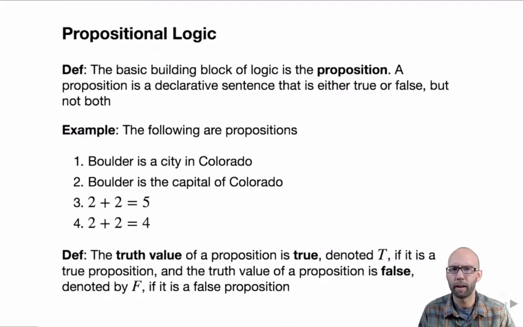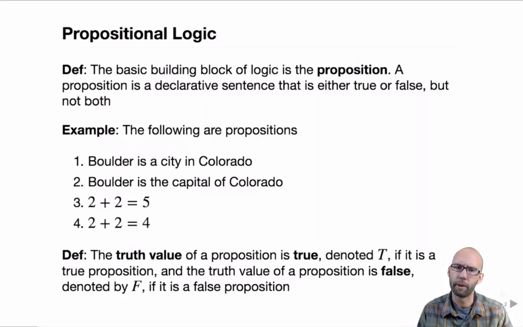So the basic building block of logic is what's called a proposition. A proposition is a declarative sentence that is either true or false, but not both, and not neither. So, for example, the following four statements are all propositions. Boulder is a city in Colorado. Boulder is the capital of Colorado. 2 plus 2 is equal to 5, and 2 plus 2 is equal to 4.